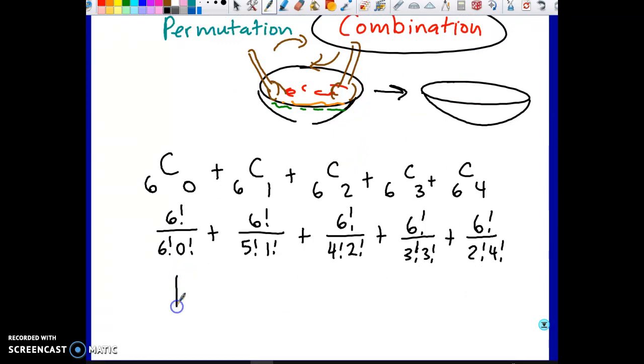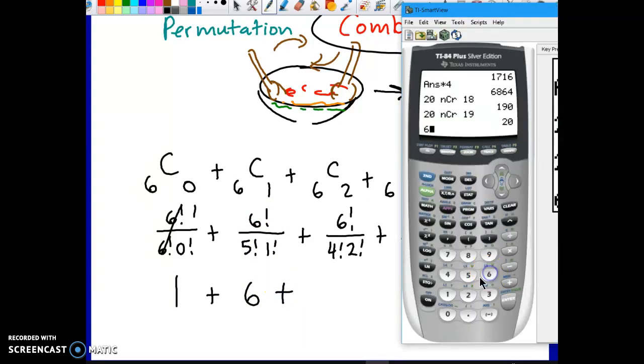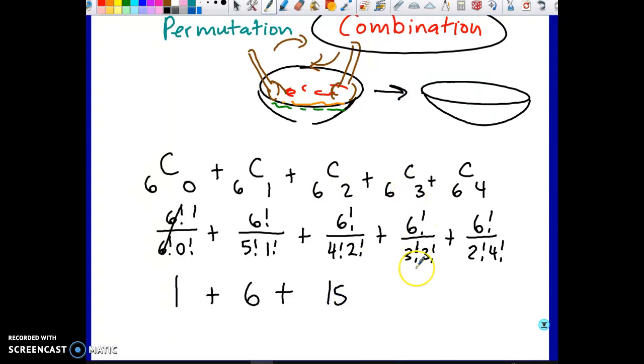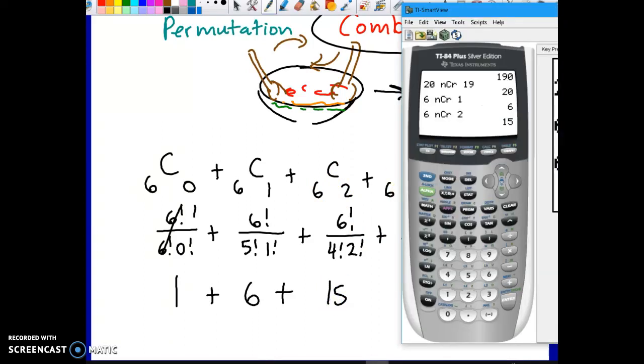This one I know is going to be 1 for sure, because that's going to divide out to be 1, and 0 factorial is 1. This one is going to be 6, because 6 factorial. And then, if you don't believe me, I'll just do it for you, because I'm sure some of you are watching the video like, Loveless, I don't trust you. I don't think you're right. So 6 choose, combination, 1 at a time. It's 6. 6 combination, 2 at a time. It's 15. 6 choose 3 at a time.